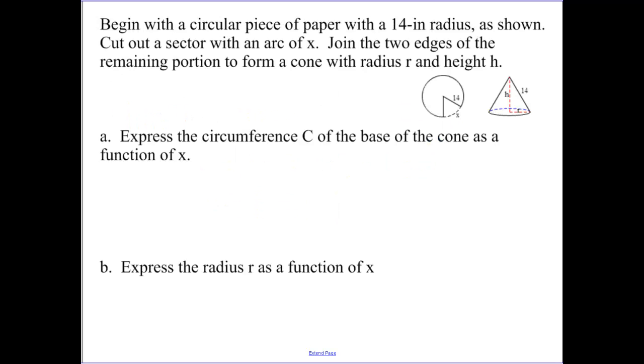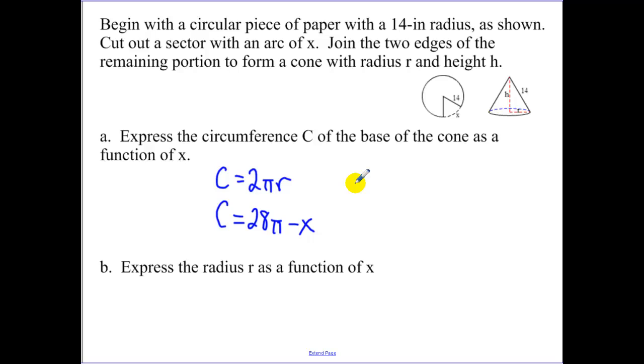Okay, our next example, we begin with a circular piece of paper that has a 14-inch radius as shown, and we cut out a little sector and we fold this up and we make it into a cone. Express the circumference of the base of the cone. So circumference, remember, is 2 pi r. So the whole circumference of this circular piece of paper would be 28 pi, but we cut out some x portion of it.